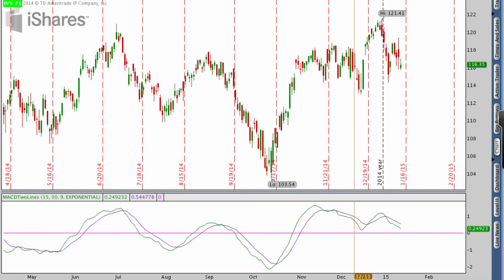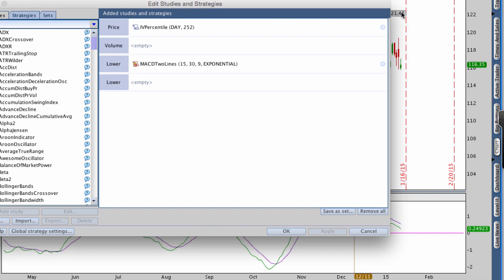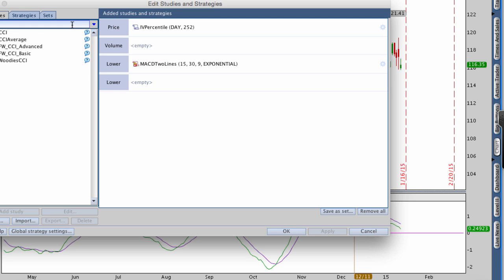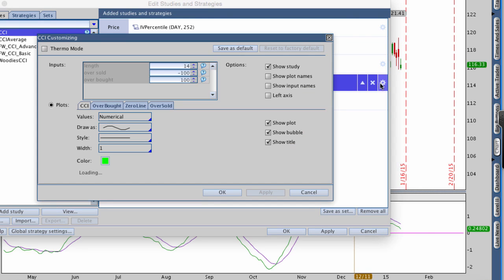And again, it's pretty reliable on most stocks, but you'll have to go back through and back test a lot of those. So as we go through here, let's add a different study. We're going to keep this one up here, and we're just going to add another study to it, which is my second favorite, and that is CCI. So CCI is a little bit different. We're going to change this one as well.